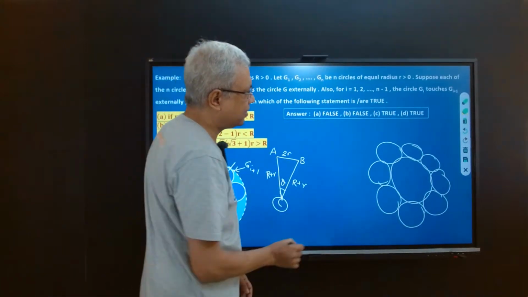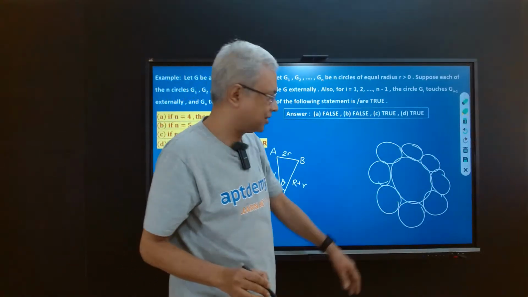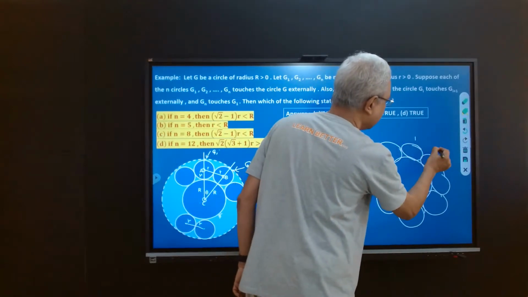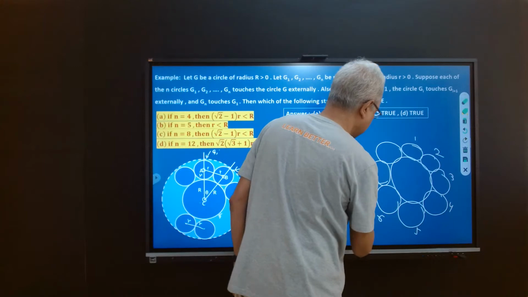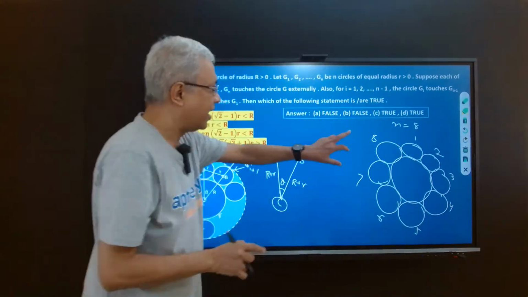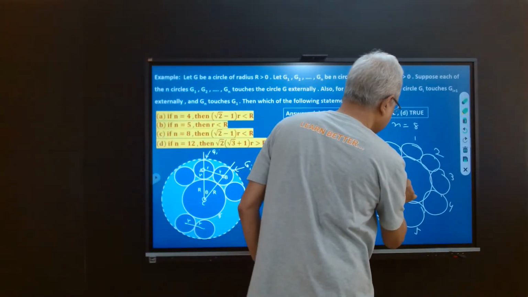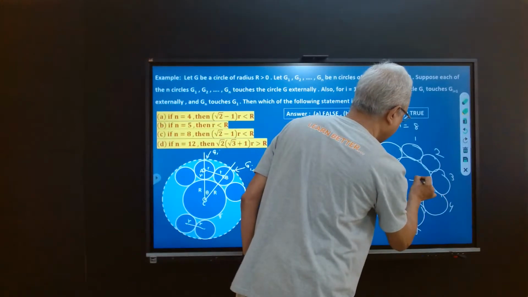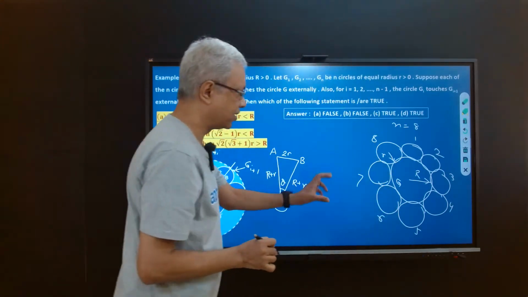Now, how many external circles are there? It is just like a flower-like structure. How many external circles are there? Here there is 1, 2, 3, 4, 5, 6, 7, 8. That means in this case you can say n is 8. 8 external circles are there, and inside is circle G, whose radius is R. And these circles all have radius r, smaller.